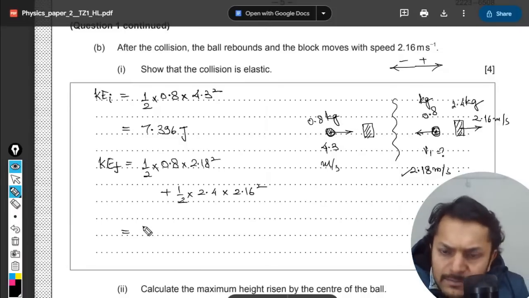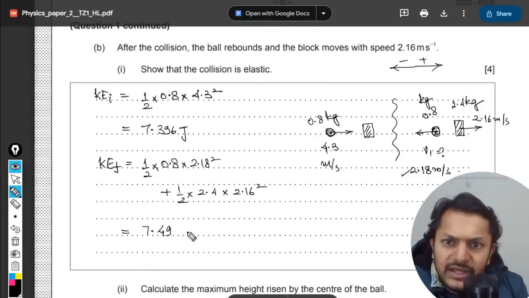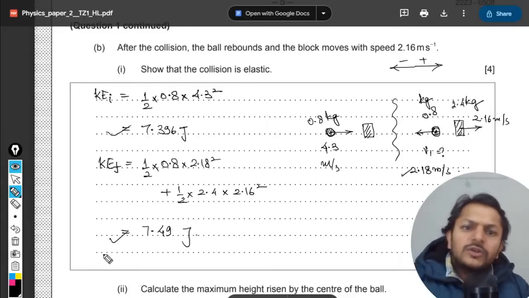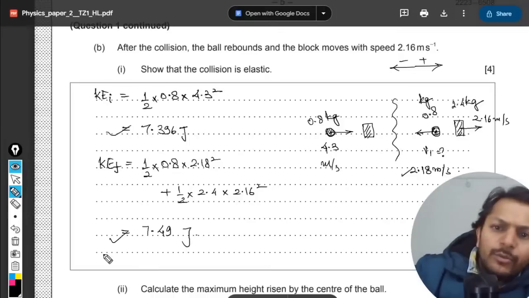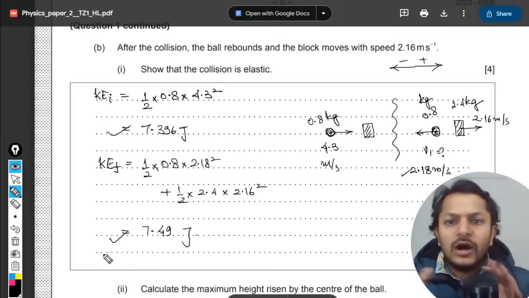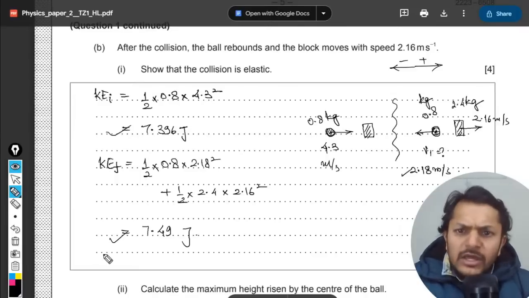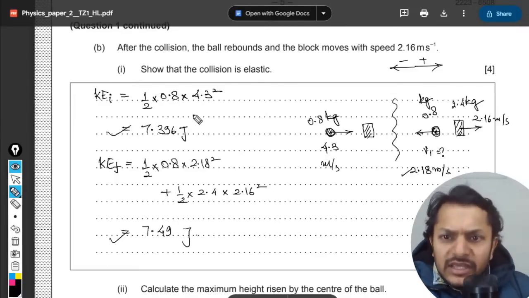Yeah, so I am getting this answer as 7.49 something. But anyways, this will be treated as approximately equal to each other, because there will be some problem with the calculators also, like how are you calculating significant figures and all that. So anyways, no problem. But approximately they are coming out to be equal to each other.